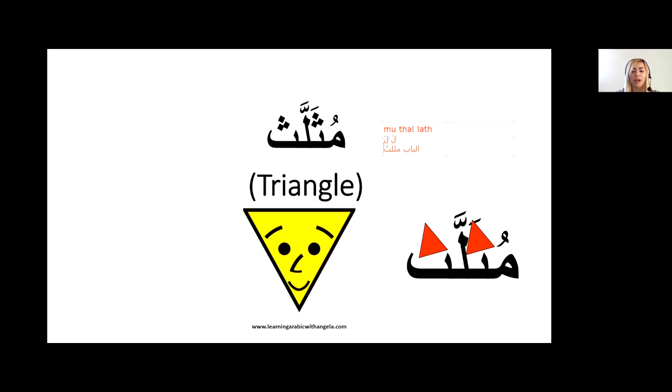Notice in Arabic, we do not have "is". So a nominal sentence is simply "the door triangular". So we don't have the verb to be in the present tense at least.